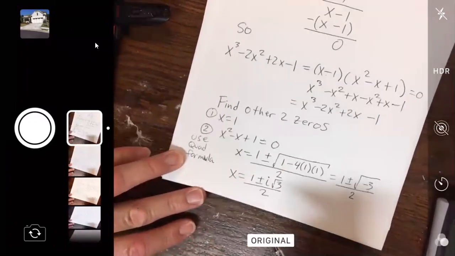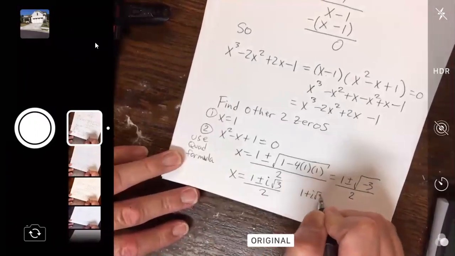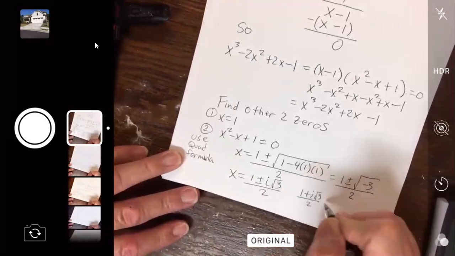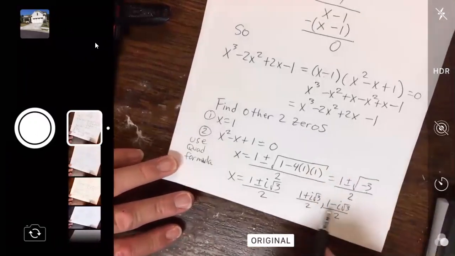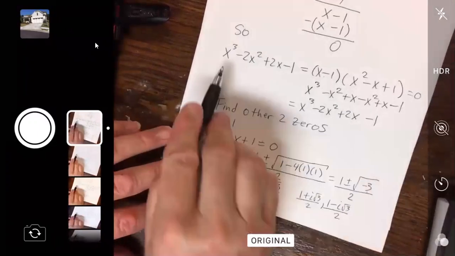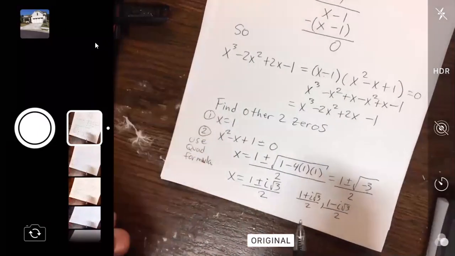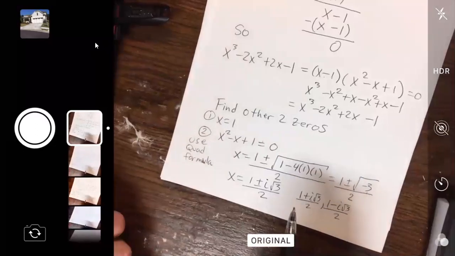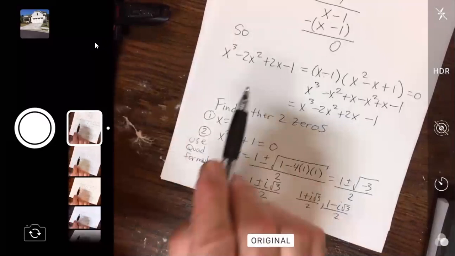All right. So you could spread this out. 1 add i root 3 all over 2. 1 subtract i root 3 all over 2. These are zeros. If I plugged them in the original, I'd be here forever trying to show you that. If you want me to, I'll take the next 30 minutes and do it. But literally, if I plug these in to this, I would get 0.